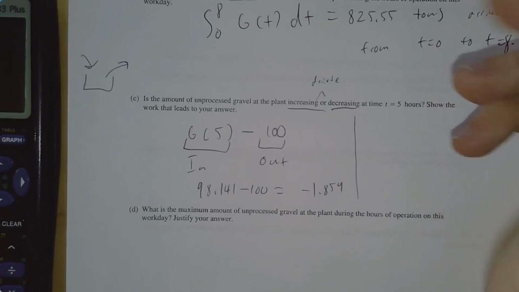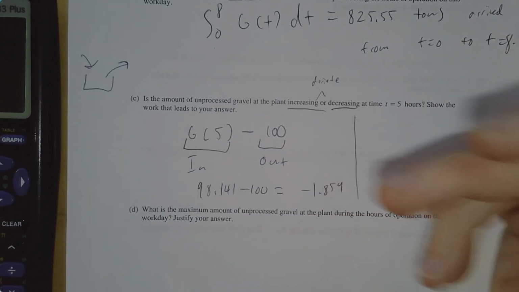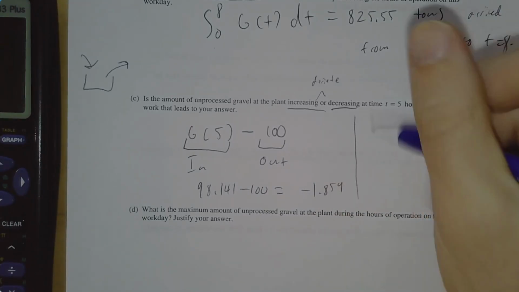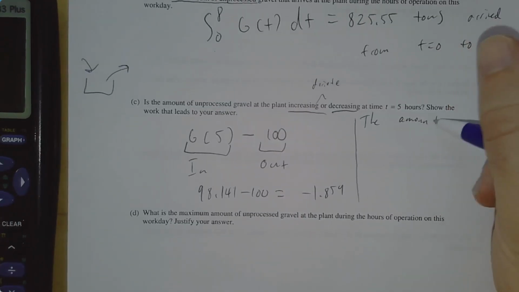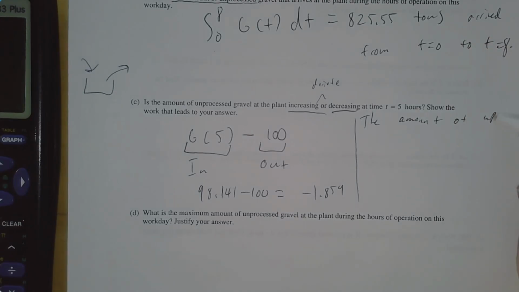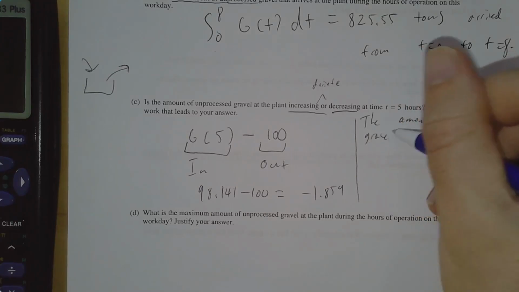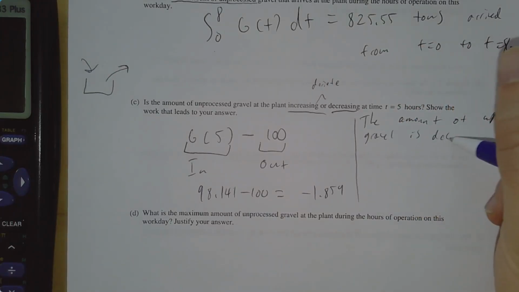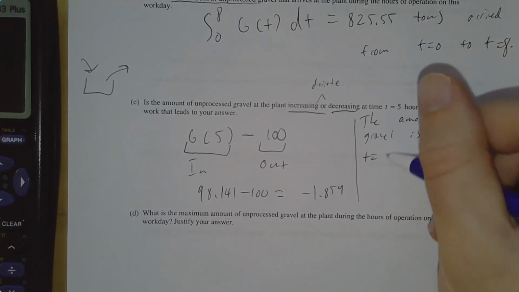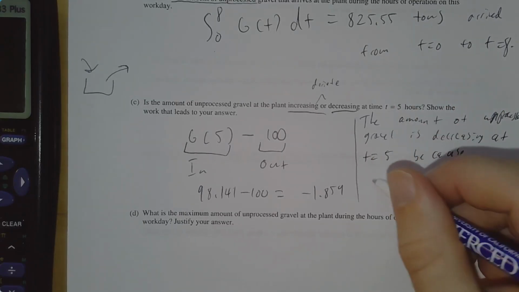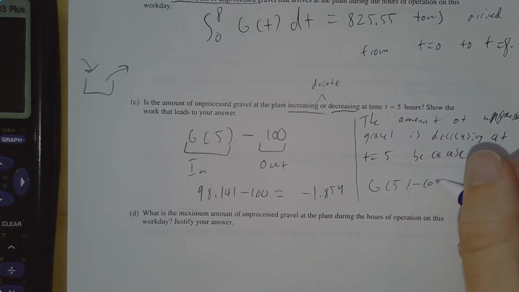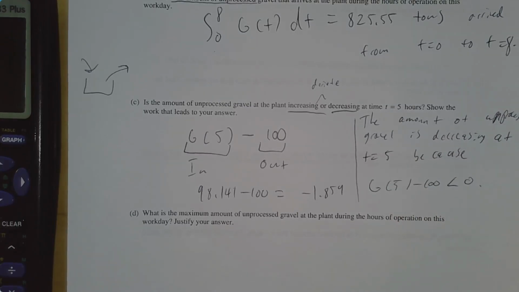So again, whenever you do FRQs, you have to answer the question. Is the amount of unprocessed gravel in the plant increasing or decreasing? We would just say it back to it. The amount of unprocessed gravel is decreasing at t equals 5 because g of 5 minus 100 is less than 0, right?